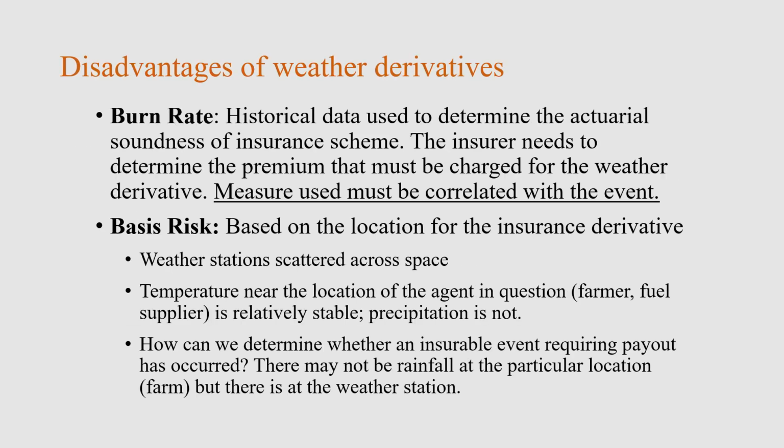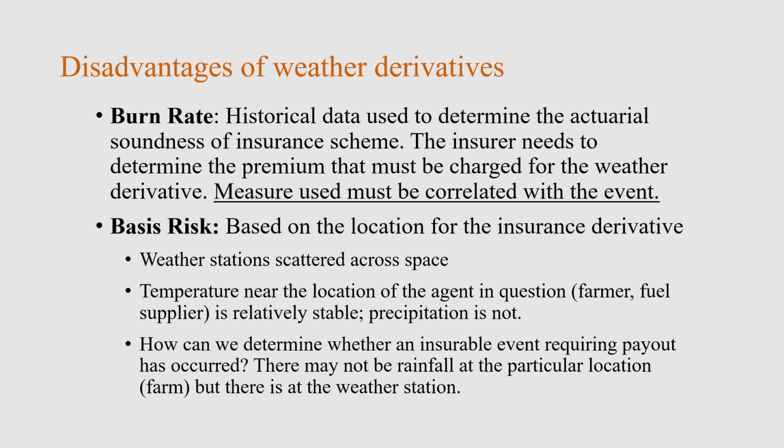The disadvantages of weather derivatives relate to the burn rate and basis risk. So the burn rate is needed because you need to have a basis on which you need a measure that correlates with the event. So historical data can be used to determine the actuarial soundness of insurance schemes. The insurer needs to determine that the premium that must be charged for the weather derivative is such that the company who is doing the insurance is going to make some money at least, or not lose money all the time. The burn rate ensures that the measure is somehow correlated with the event. So that's what the burn rate refers to.